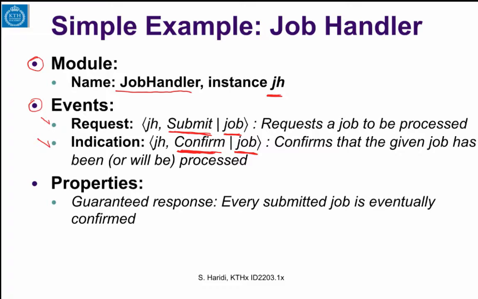We use as a convention the instance name to denote what component we are referring to, JH in this case. And here is the property we want to satisfy, which we call guaranteed response. Guaranteed response says every submitted job is eventually confirmed.